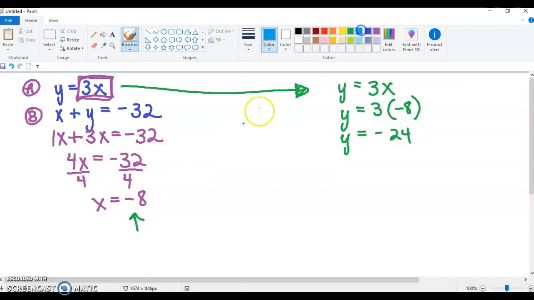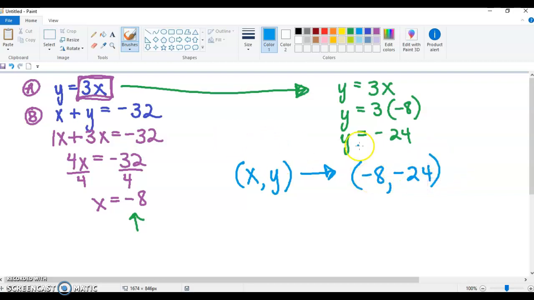Now, all of these answers are always going to be put in coordinate form. If you remember, it's alphabetical, so x, y. So when I write this, my answer is going to be negative 8, comma, negative 24. And you can always plug this back in to check. All right, so I'm going to do one more real quick.